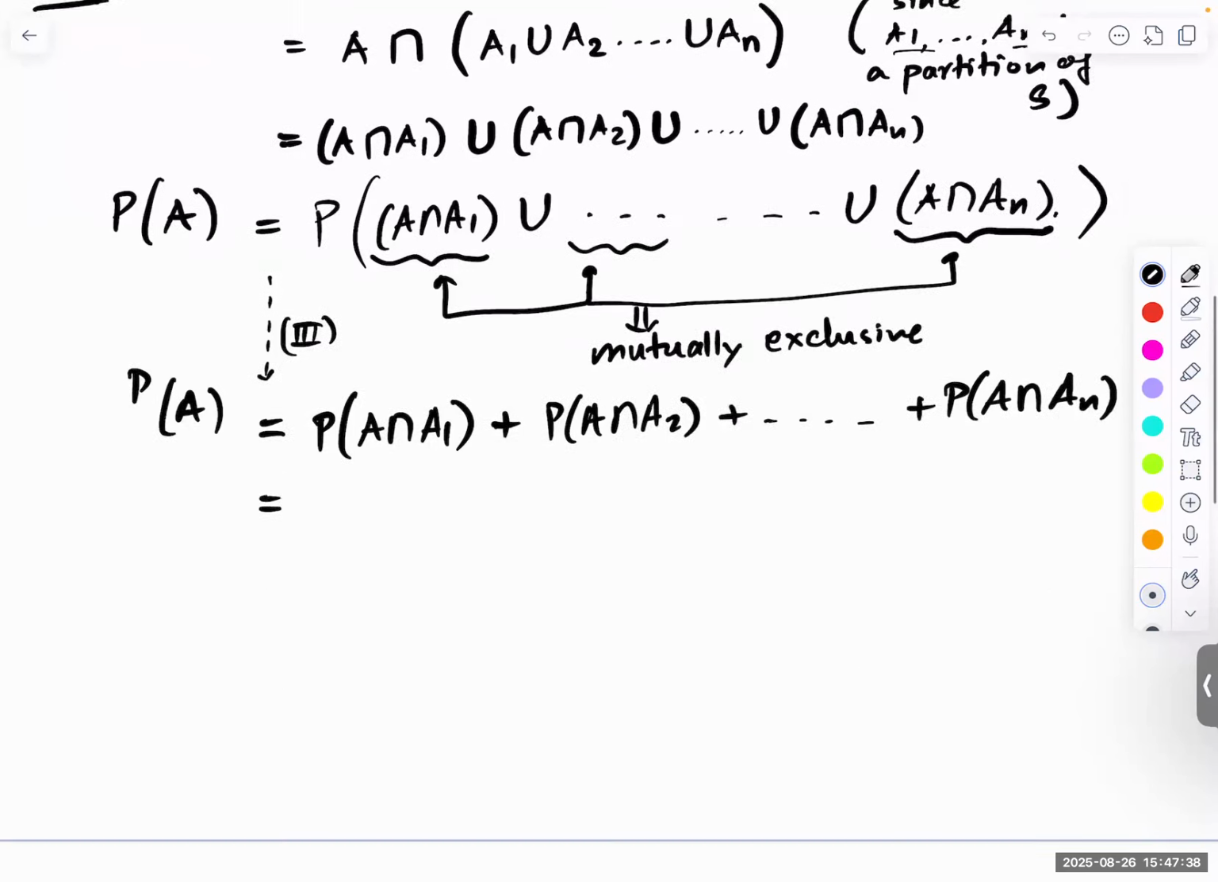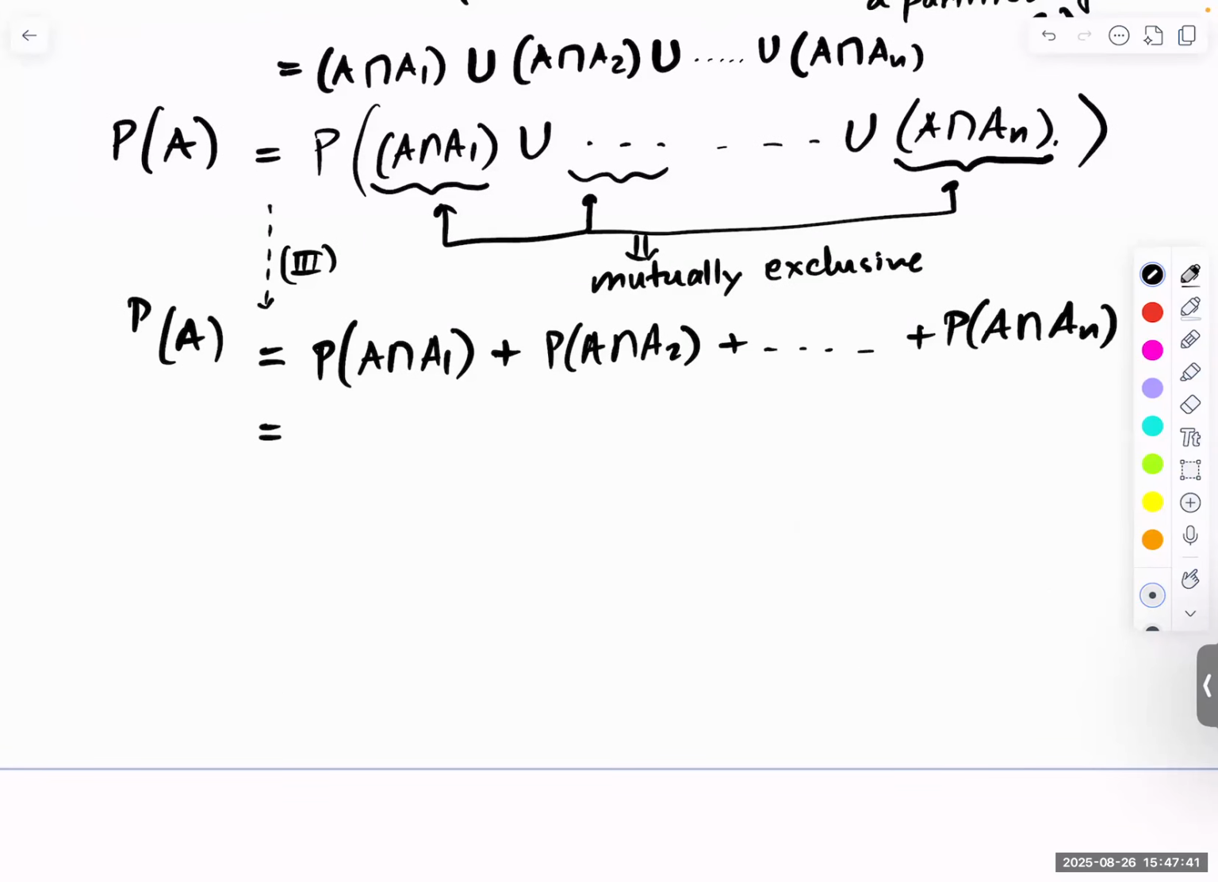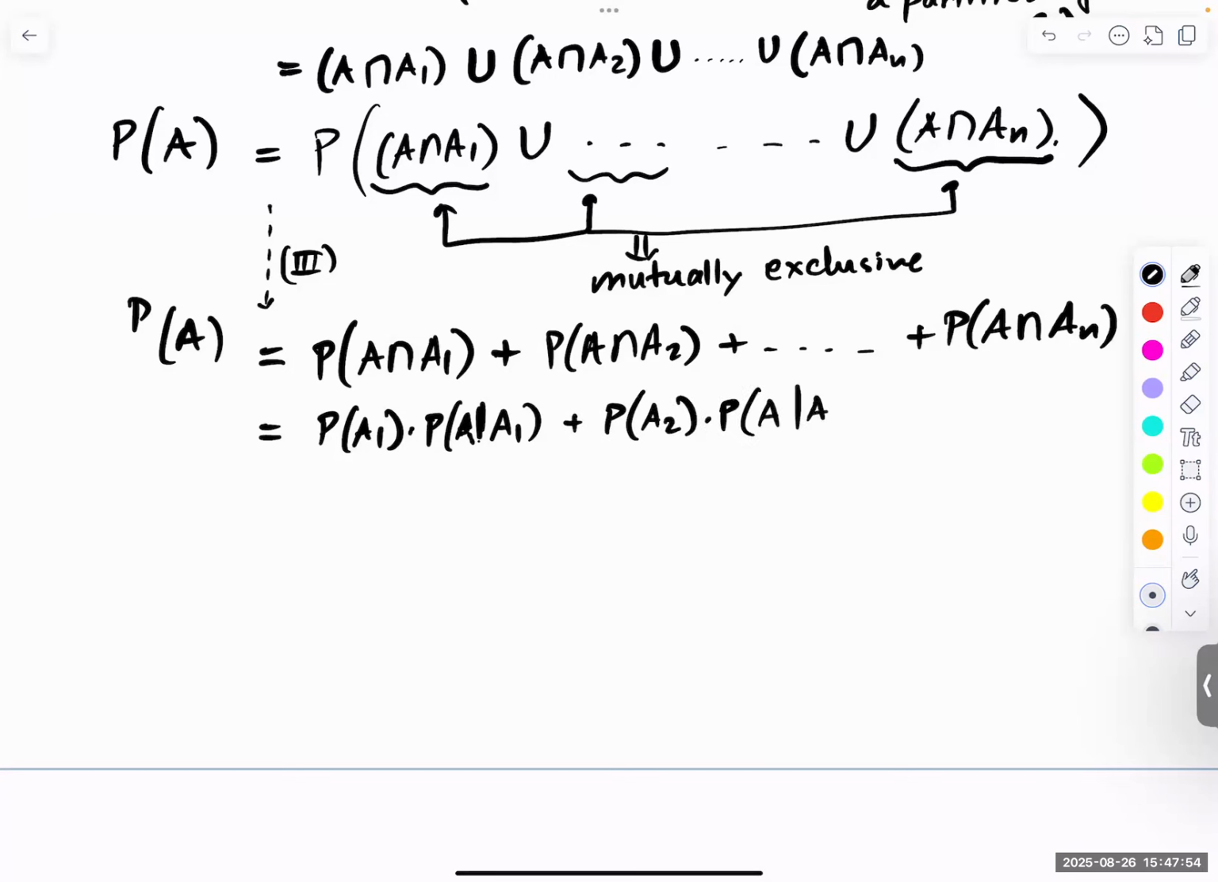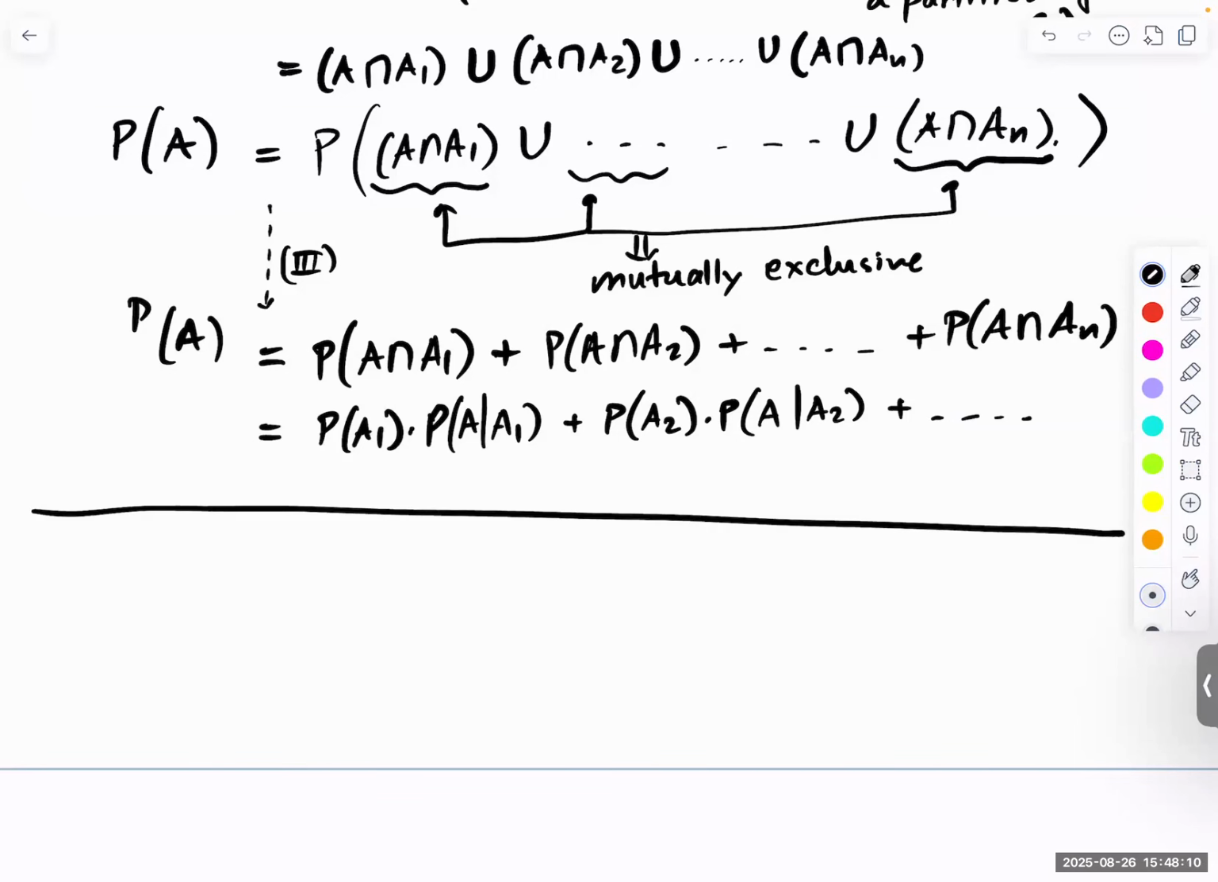And then we can apply our definition: A intersection A1 can be written as P of A1 times P of A given A1, plus P of A2 times P of A given A2, and so on and so forth. This completes the proof. Okay, so this completes the proof of the total probability theorem. Let's try to work out one more simple example to see this in action.